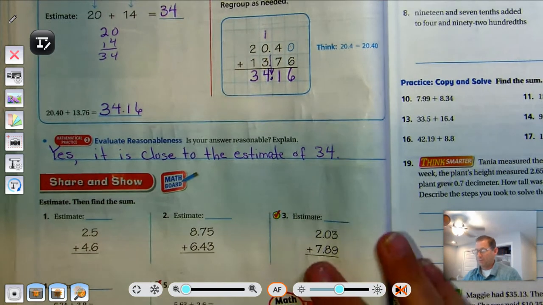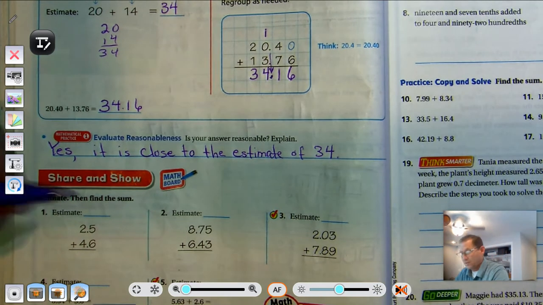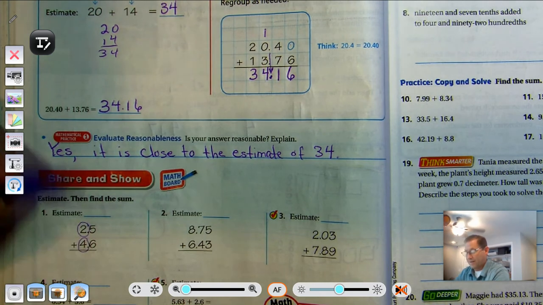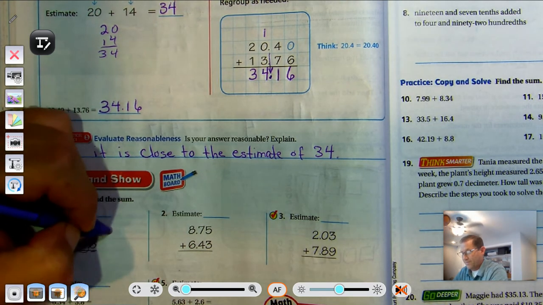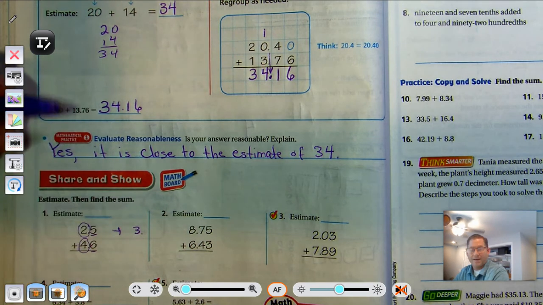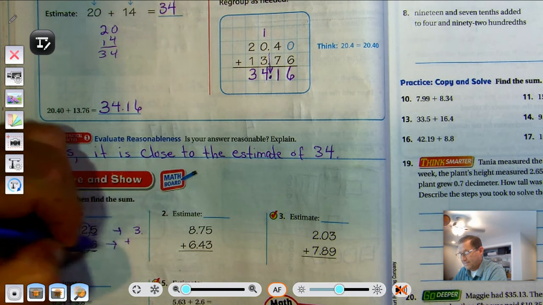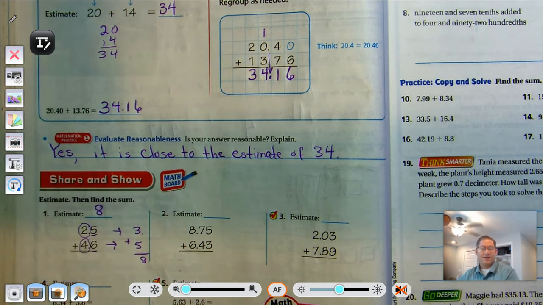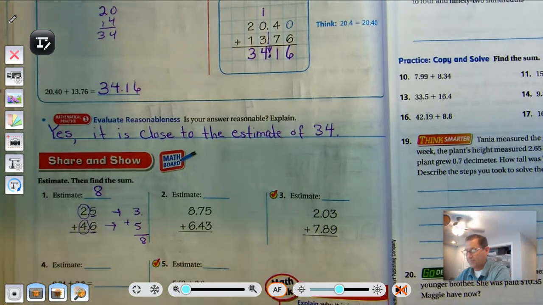All right, so let's keep going. Number 1. So we're going to round these to get an estimate. And 2.5, that's close to 3. And 4.6, that's close to 5. Add that together, you would get 8 for your estimate. Okay, now let's find the actual sum.